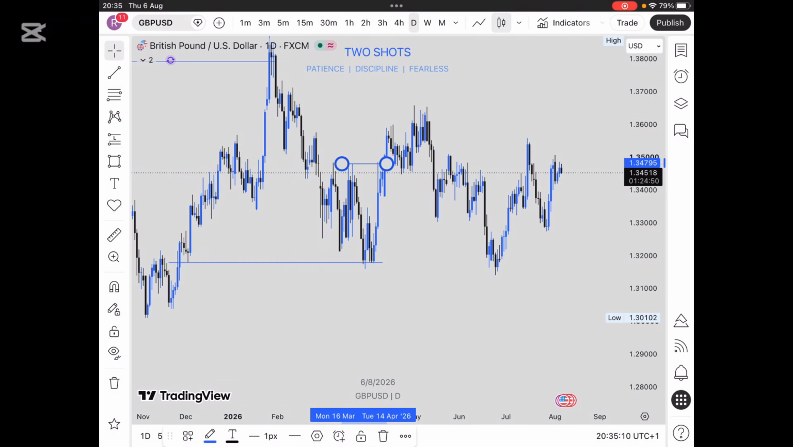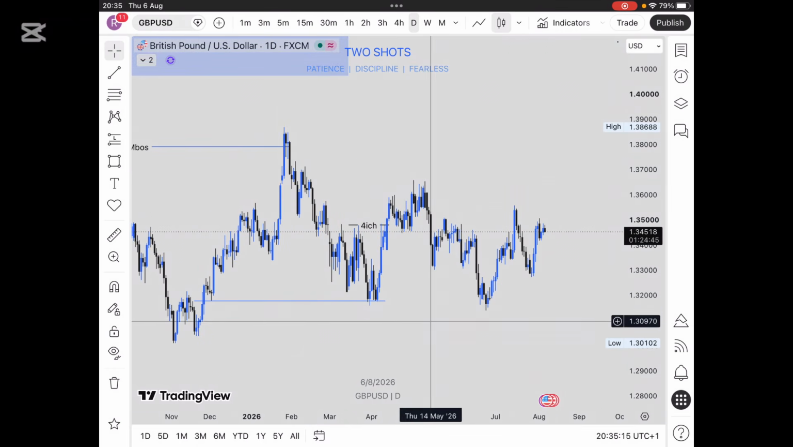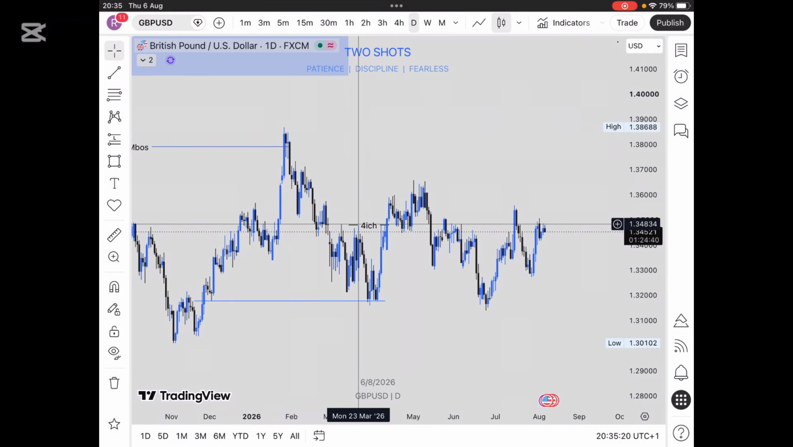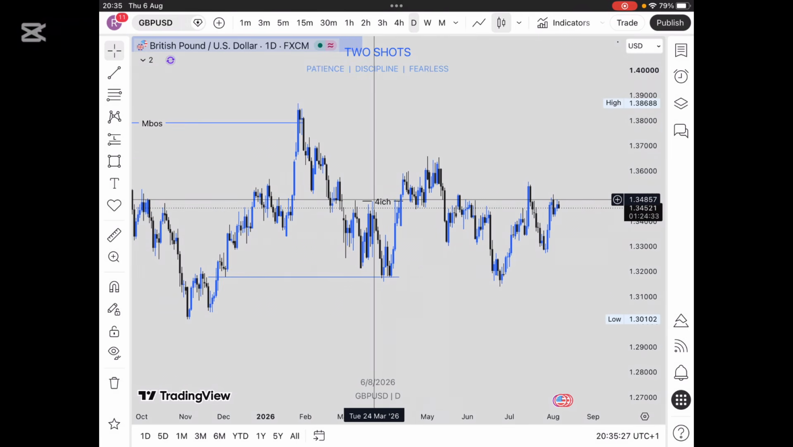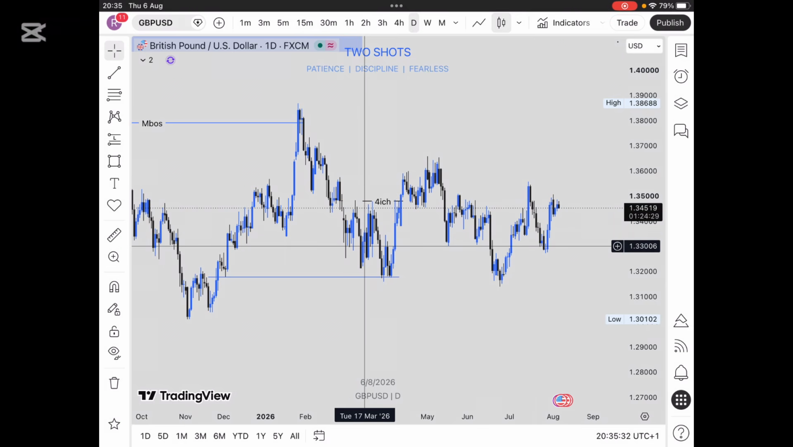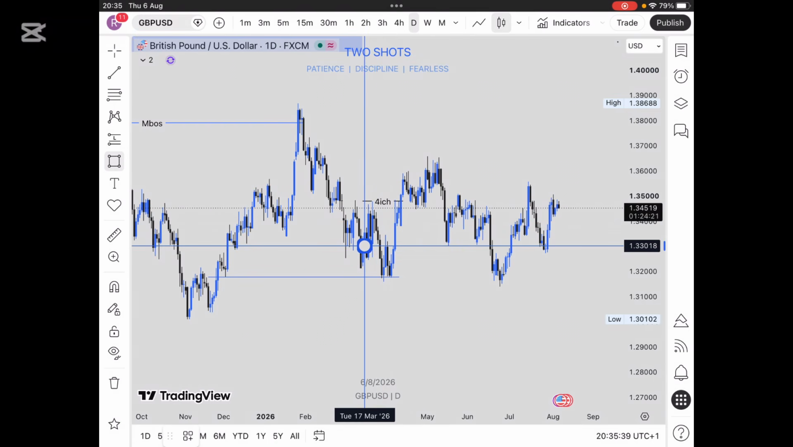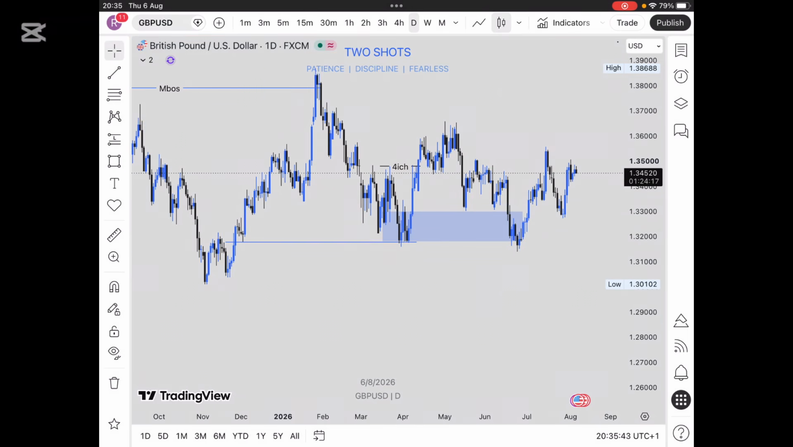We can call that a 4-hour internal change of character, because this is going to be a 4-hour break of structure. So this one is an internal structure that has just broken, which we considered an internal change of character. So the moment price breaks this place, we can now start coming to this discount level again to start waiting for price so we can buy. This is a very good key level that we would have considered buying from.